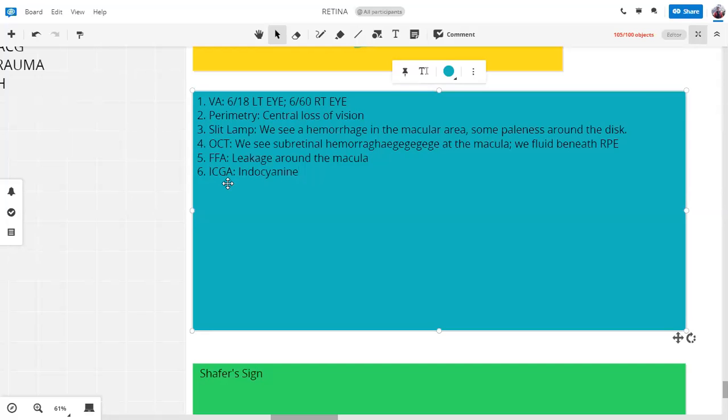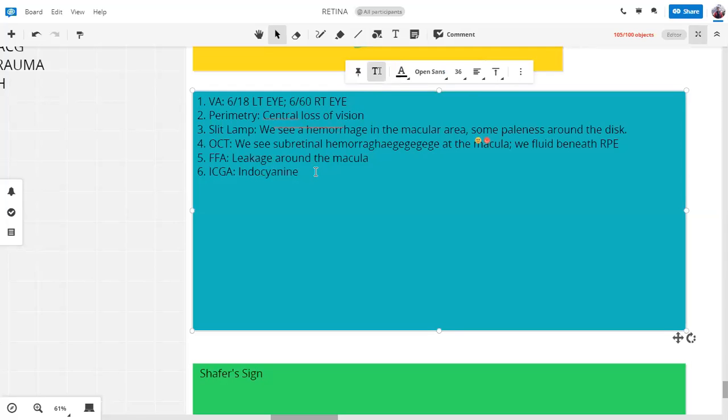Indocyanine green angiography, indocyanine green dye. This dye sticks a while inside the choroid. So it is visible inside the choriocapillaris and all the important vessels over there. So in order to visualize those vessels better, indocyanine green is used instead of fluorescein dye.